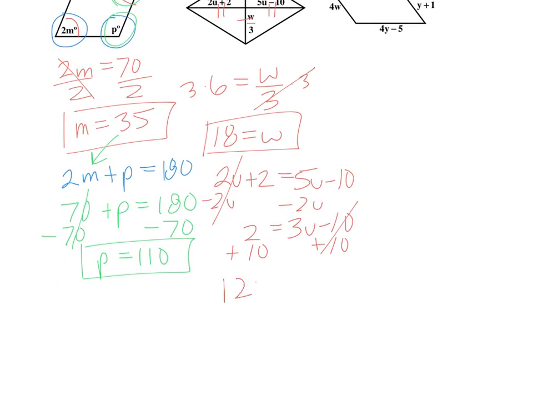12 is equal to 3u. Divide by 3, and u is equal to 4.